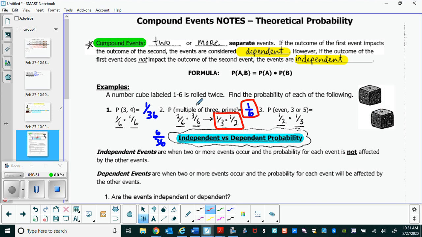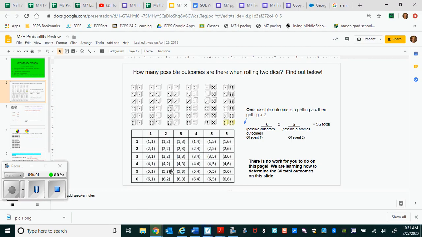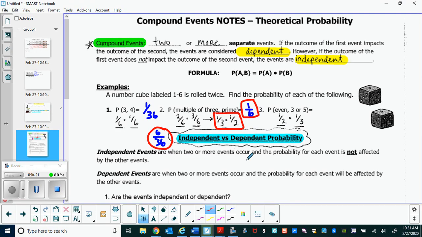And if I go back to the Google Slides, again, remember, we're basically saying that 6 out of the 36 would be a multiple of 3 followed by prime. So let's go find them. So a multiple of 3 followed by prime, we're going to have this 3, 2, there's 1. Then it was 3, 3, and then 3, 5. Then we could have had a 6, 2, a 6, 3, and a 6, 5. And those would have been all of the ways we could have gotten a multiple of 3 followed by prime.